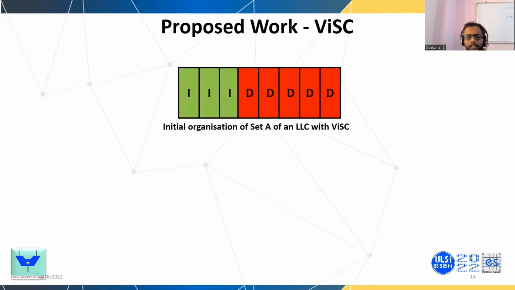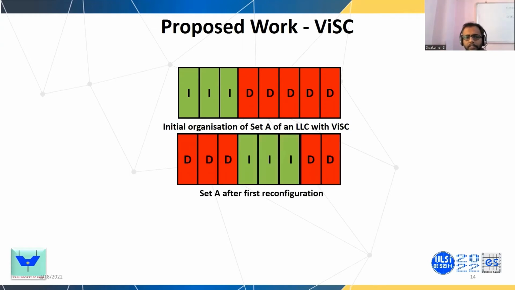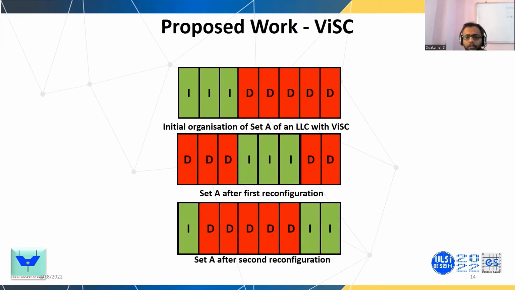Now let us consider a set A of an LLC which is implemented using WISC. Here we have divided the data and instruction ways in a 3:5 ratio. That is, 3 ways are exclusively reserved for instruction and the rest 5 are exclusively reserved for data. As we discussed before, instruction ways are less written when compared to data, so the instruction ways will be comparatively less written. After a prefixed reorganization interval, we will interchange this mapping, and this process continues periodically. As a result, the heavy writes of data are distributed uniformly, and we can achieve wear leveling.